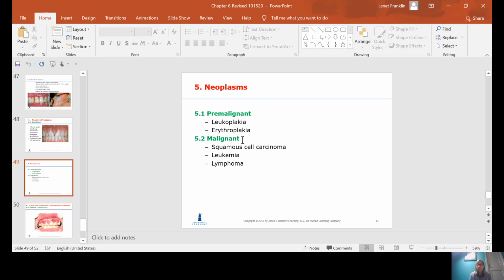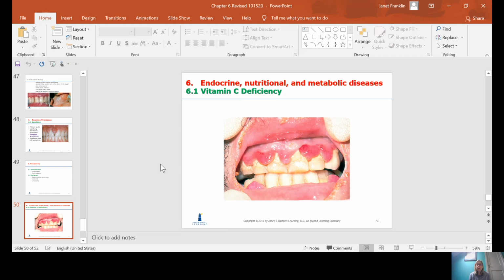Then we can have malignant ones, squamous cell carcinomas, leukemias, and lymphomas. You will probably at some point in your practice see a carcinoma in the mouth. And endocrine, nutritional, and metabolic diseases like vitamin C deficiency. This is what this looks like. This is not common. I don't know if I've ever encountered this in my lifetime, but be aware that it can be a problem.